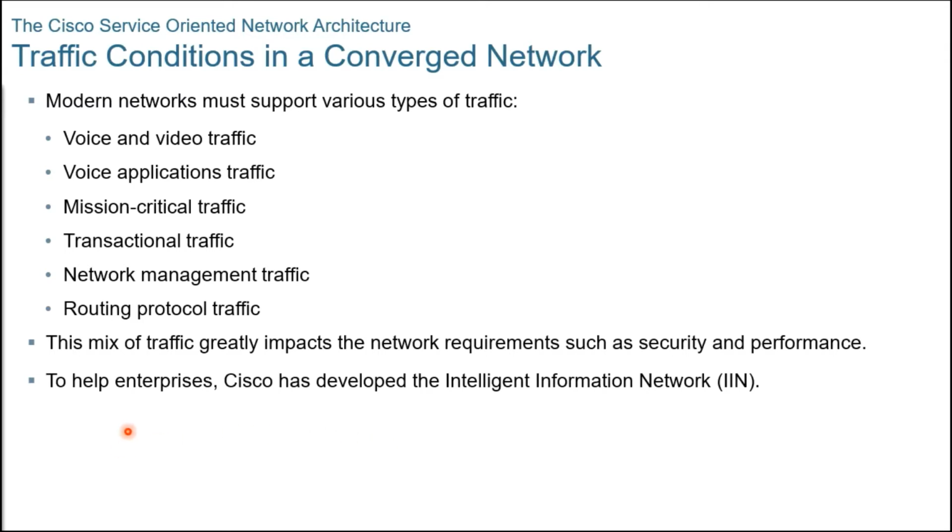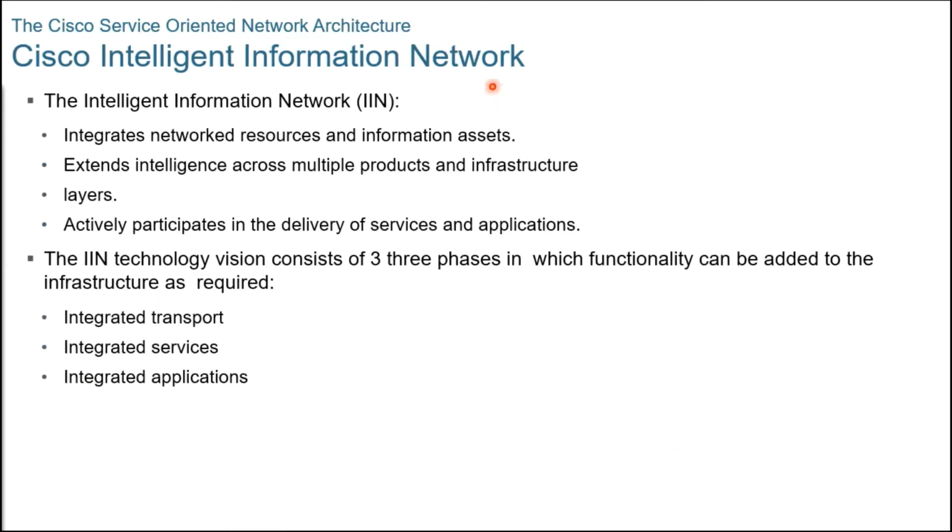To help the enterprises, Cisco has developed an Intelligent Information Network, or IIN. Cisco Intelligent Information Network, so that is intelligence in the network. Integrating intelligence into the network involves aligning network and business requirements. To accommodate today's and tomorrow's network requirements, the Cisco vision of the future includes the Intelligent Information Network, or IIN. That is a strategy that addresses how the network is integrated with businesses and business priorities.